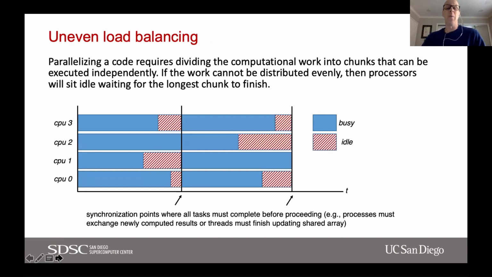So we'll start off with load balancing. When we parallelize a code, we need to take the work and divide it up into chunks that can be executed independently, either by threads or processes or a combination of the two. Now, if the work cannot be distributed evenly, then processes are going to sit idle, waiting for the longest chunk to finish. And this is going to be a really common situation when you're working with irregular domains, more complex geometries and so on. So let's say that we're running on a system that has 4 CPUs or cores.